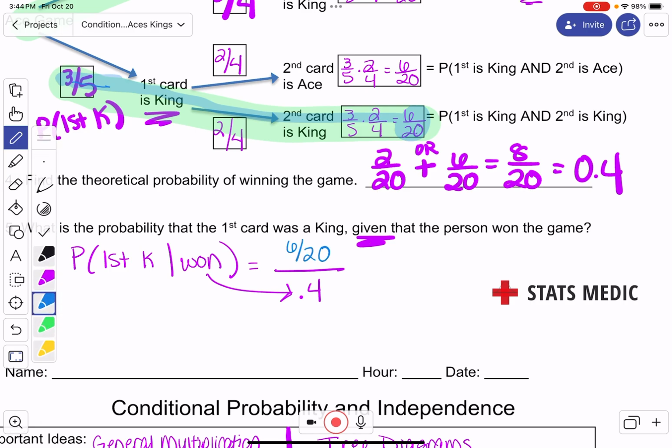All right, so we just do 6 over 20 divided by 0.4. So actually that's 0.3 divided by 0.4, which will give us 0.75. So just knowing that we won increases our chances. So notice those two probabilities are different.